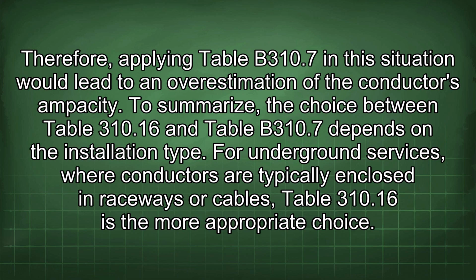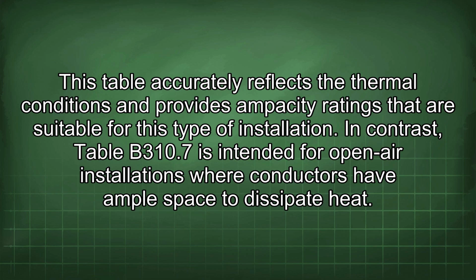To summarize, the choice between Table 310.16 and Table B310.7 depends on the installation type. For underground services, where conductors are typically enclosed in raceways or cables, Table 310.16 is the more appropriate choice. This table accurately reflects the thermal conditions and provides ampacity ratings that are suitable for this type of installation. In contrast, Table B310.7 is intended for open-air installations where conductors have ample space to dissipate heat.